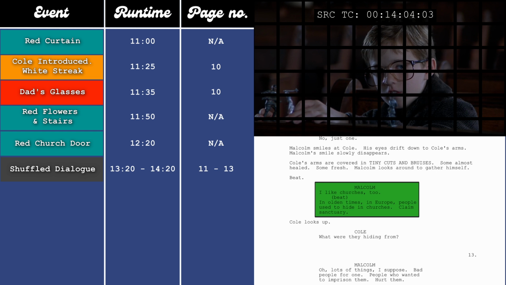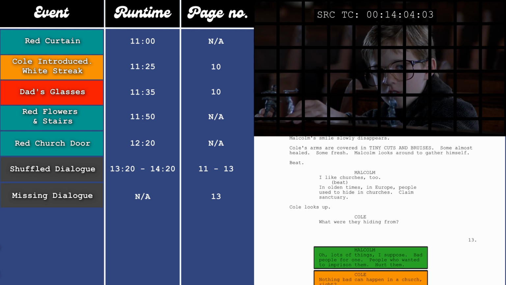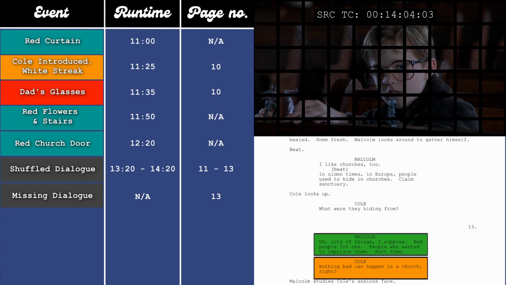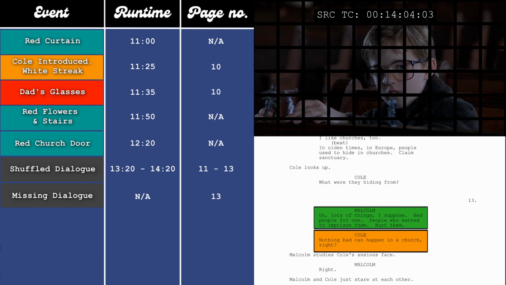So after Malcolm mentions people seeking sanctuary, Cole asks what were they hiding from, and then Malcolm says, oh, lots of things, I suppose. Bad people for one, people who wanted to imprison them, hurt them. And then Cole says, nothing bad can happen in a church, right?